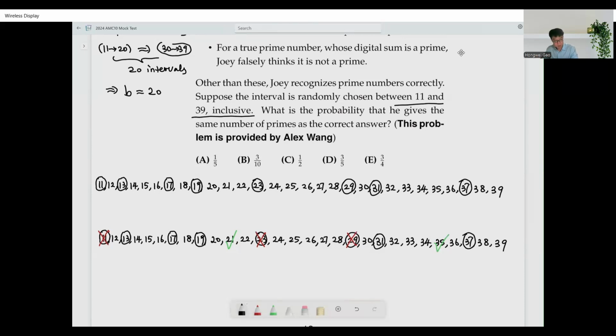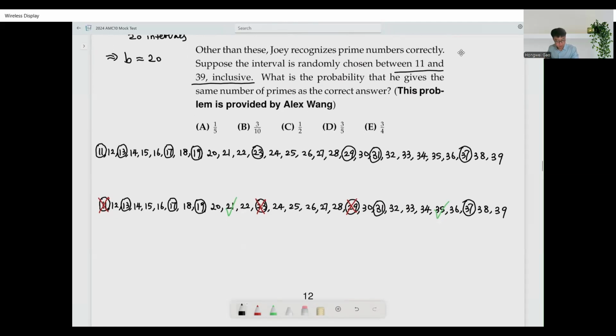We have 11 because 1 plus 1 is 2, which is prime. So Joey will think 11 is not prime. Also 23, 2 plus 3 equals 5. Joey will think 23 is not a prime. And also 29, because 2 plus 9 is 11, which is prime. Joey will think 29 is not a prime. And there's no more.